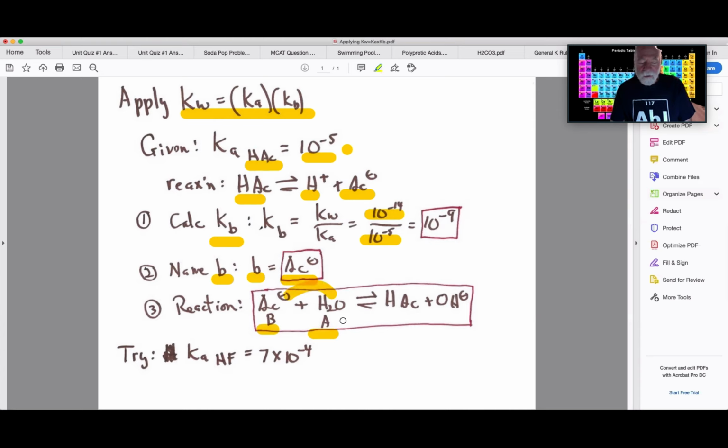Now, you want to keep this in mind. That is really the proof to you that you really have the right reaction. If it's a K sub B reaction, you should always end up with base. You should end up with hydroxide.